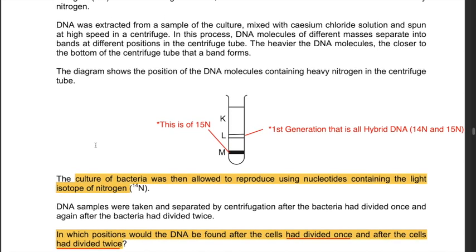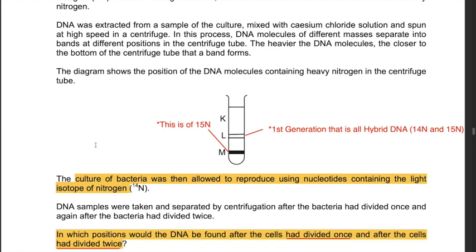Although this is a long question, you basically have to break it down into key parts. First, they would place it into 15N, which is the heavy nitrogen isotope. And they would make sure they obtain several generations of the bacterial DNA molecules. All of those bacterial DNA molecules would contain heavy nitrogen only. After that, when they spun it in a centrifuge, you get what is represented by M in the given diagram. That is 15N only.